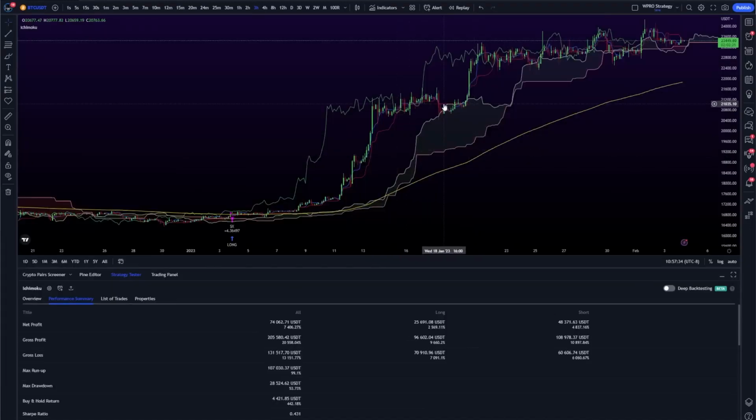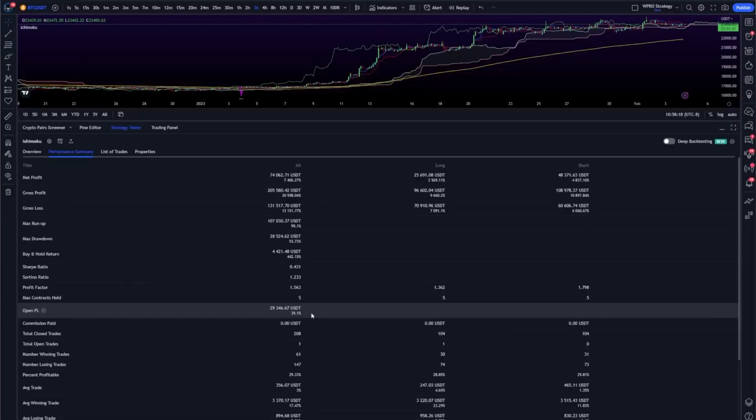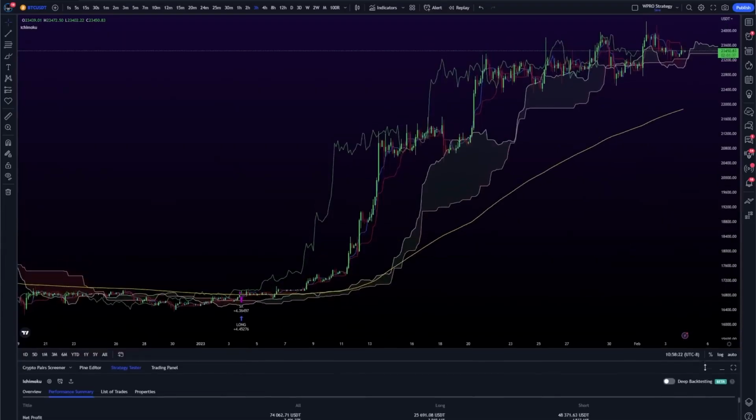So this is the Ichimoku cloud strategy. Right now, we're still above the cloud, so we're still in the long on this chart. The open profit and loss currently is 39%. So this strategy is still in the trade.